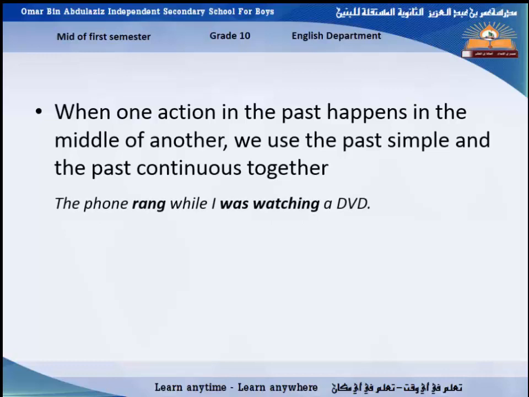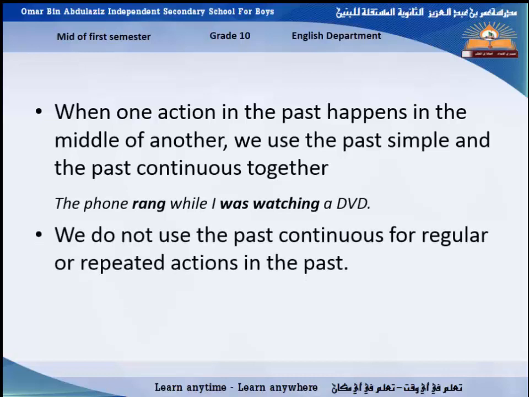As we can see, the phone rang while I was watching a DVD. While here is used between the two actions in the past. There was an action which was in progress, which is I was watching a DVD. And then there is another action which interrupted the first one, which is the phone rang. We use while in between the two actions. The first one will be in the past simple and the second one following while will be in the past progressive or the past continuous.